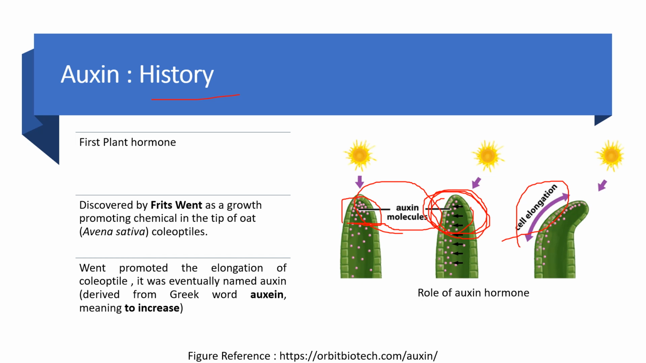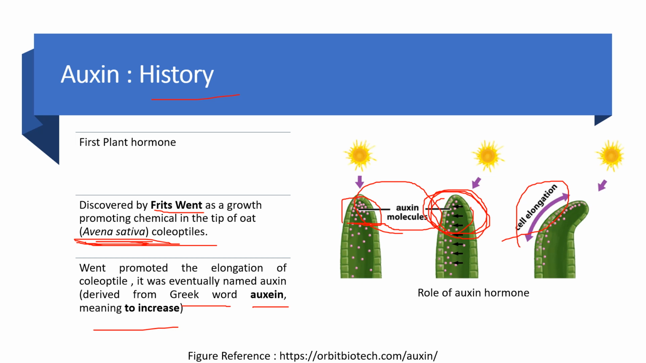So auxin was the first plant hormone discovered, by Fred Went, as a growth promoting chemical in the tip of the oat plant, that is, oat coleoptiles. So this is the scientific name of oat. The meaning of auxin, the Greek word meaning, is basically to increase.